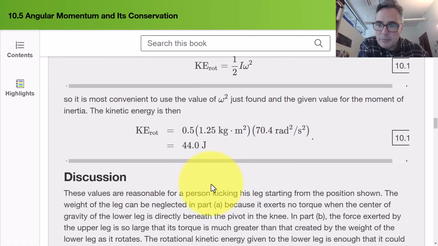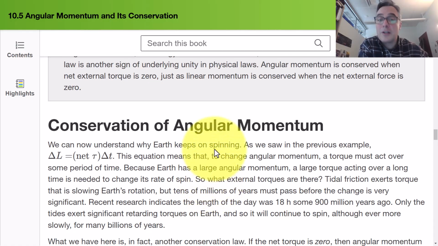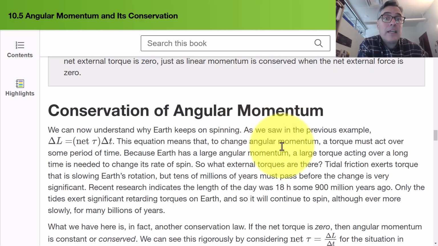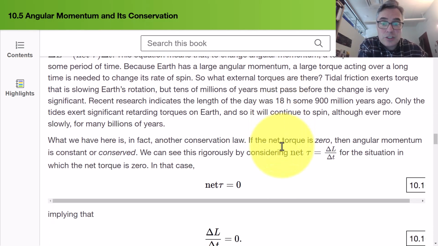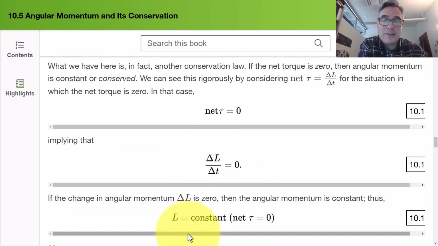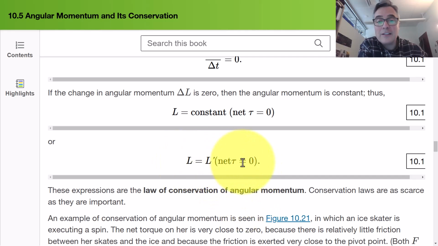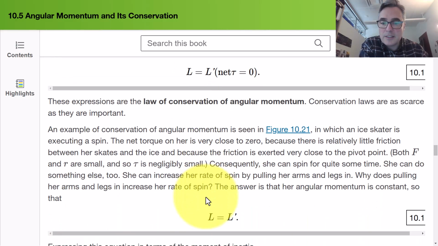There's a few more examples. And then we get to conservation of angular momentum. If there is no net torque on a system, then the angular momentum doesn't change. So if net torque equals 0, then the rate of change of angular momentum is 0, so L is some constant. So we can say L is L prime. Before some process or collision, and after some process or collision, angular momentum is the same.